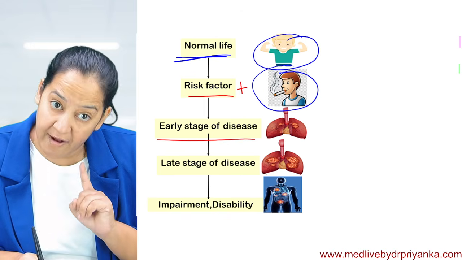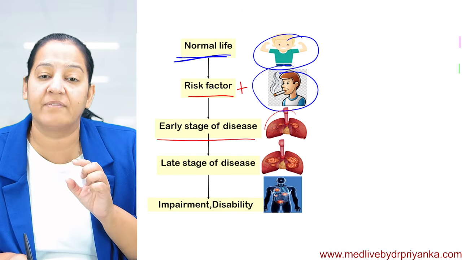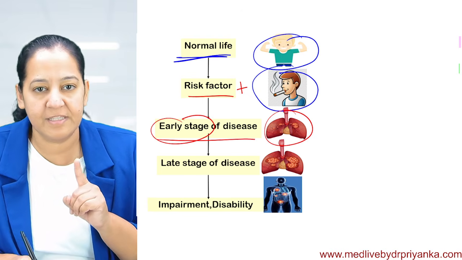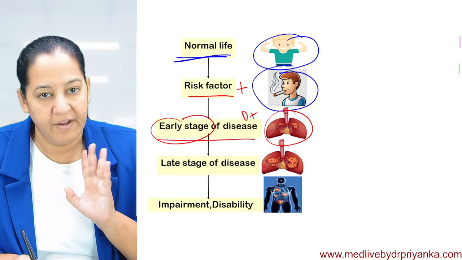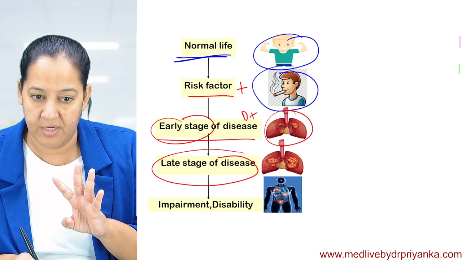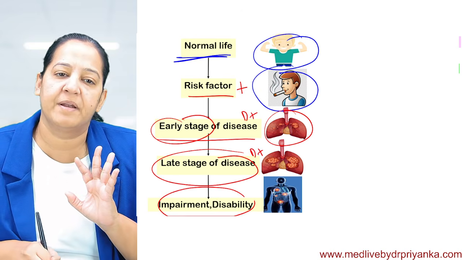Okay, now the person has lung cancer. The person continues, and after a few years, the person has lung cancer. So here is the disease, but still it is in an early stage. The disease is present, but it is in an early stage. If the person is not taking the treatment, it will become metastatic. It will become advanced stage. So here the disease is present, but it is in an advanced stage. And finally, it will lead to disability and morbidity.